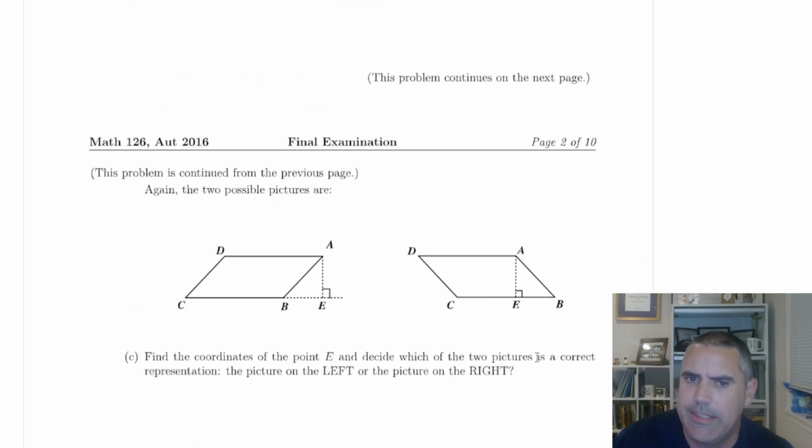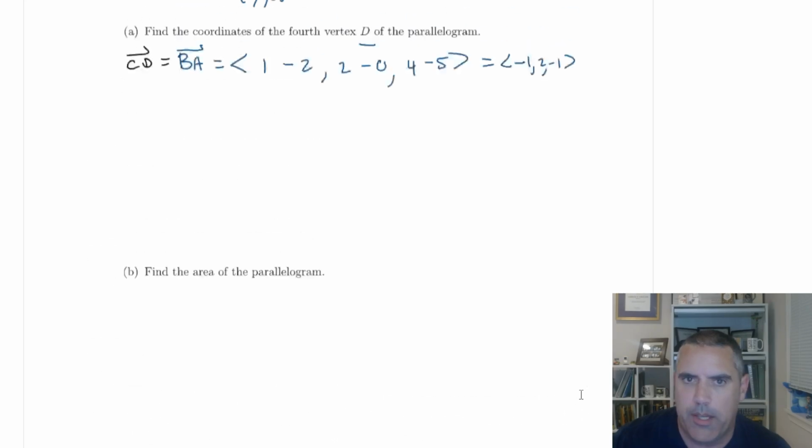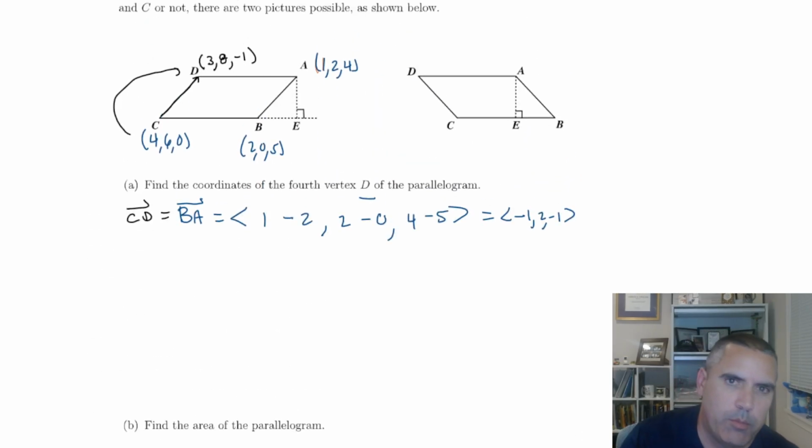Okay. So the question the student was asking was the question on the next page, which had to do with finding that point E. So let's go back up and look at it. And they give you the two pictures because they're trying to say we don't know which picture it is. The point E, though, is a point you get from a projection.